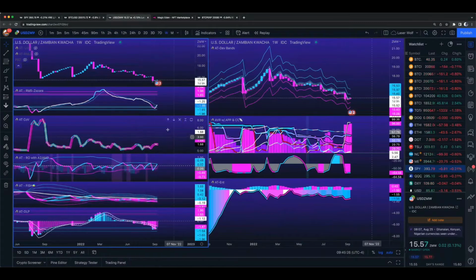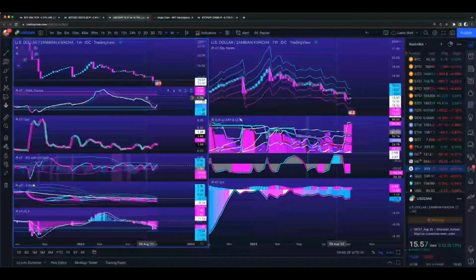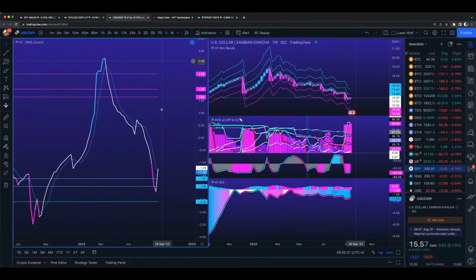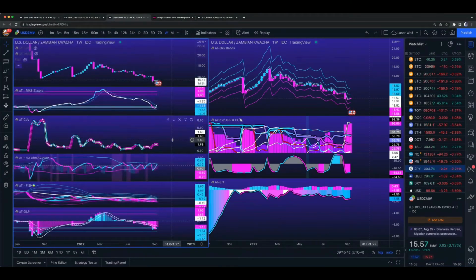What's the RMS Z-score sort of hinting at in this situation? Yeah, I mean, it almost went down to the... Let's see how close it got. It got below the 95% confidence interval, but it's turning up hard.